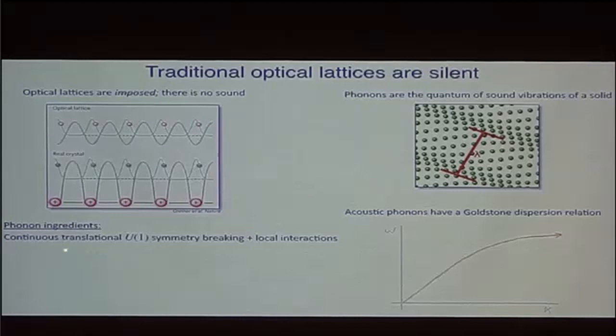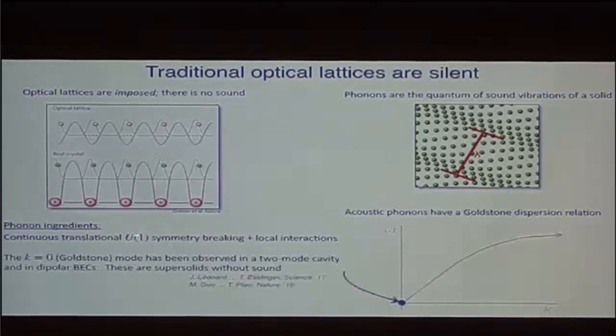So you need to have a continuous translational symmetry, and you need to be able to break it. And second, you need to have local interactions. So you need to be able to exchange momentum locally in real space so that you can get some of this distortion arising from that exchange of momentum, okay? So you need both of these ingredients.